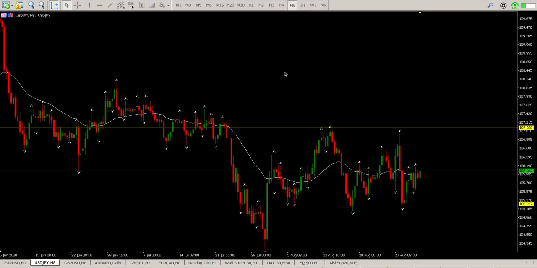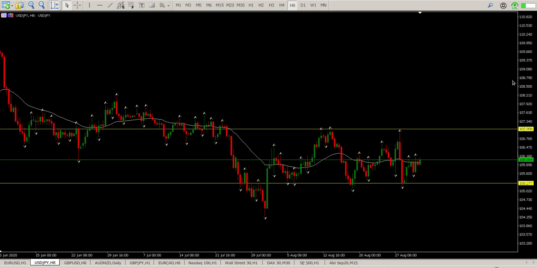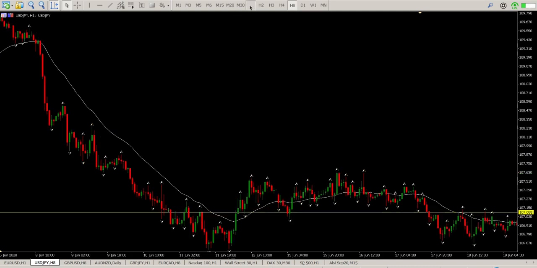USD Japanese yen, we're still range bound. No real direction at the moment. I was expecting us to start selling off in this area here, but I think we must just treat this as a range. So we're in the middle of the range, top of range, bottom of range. So until we break either side of this, there is no trade here.